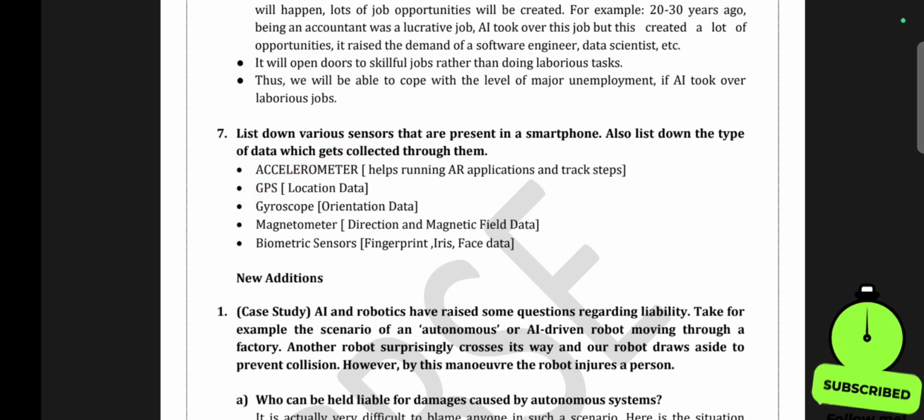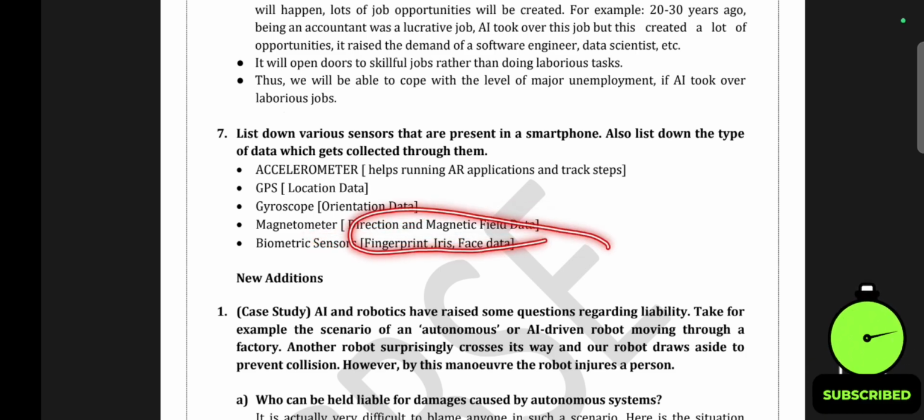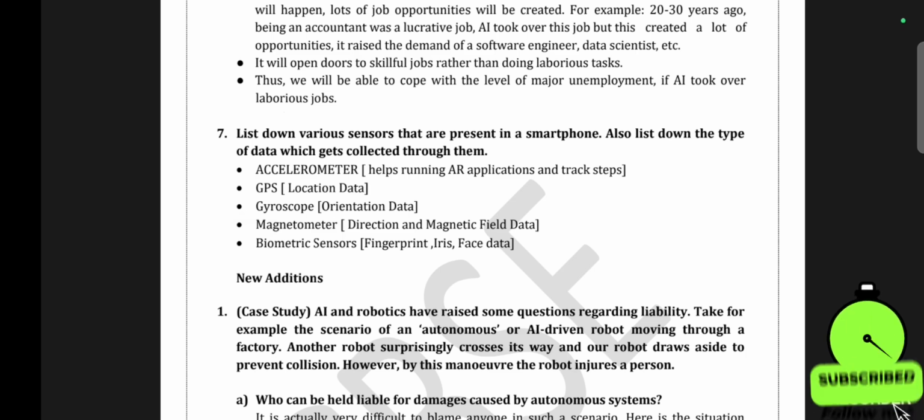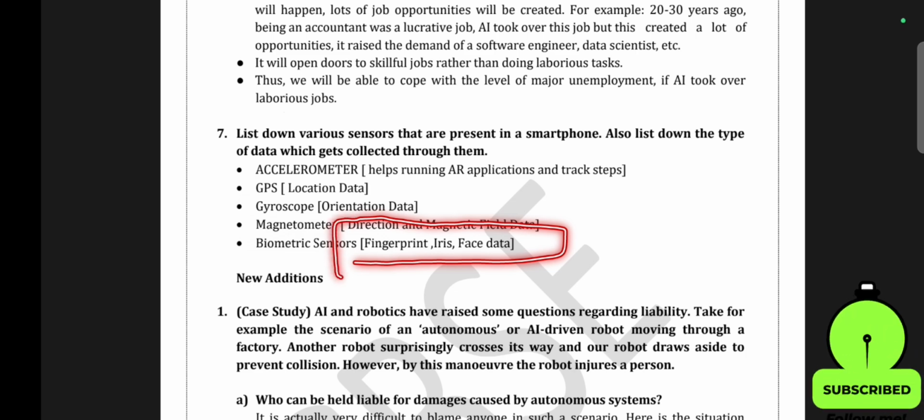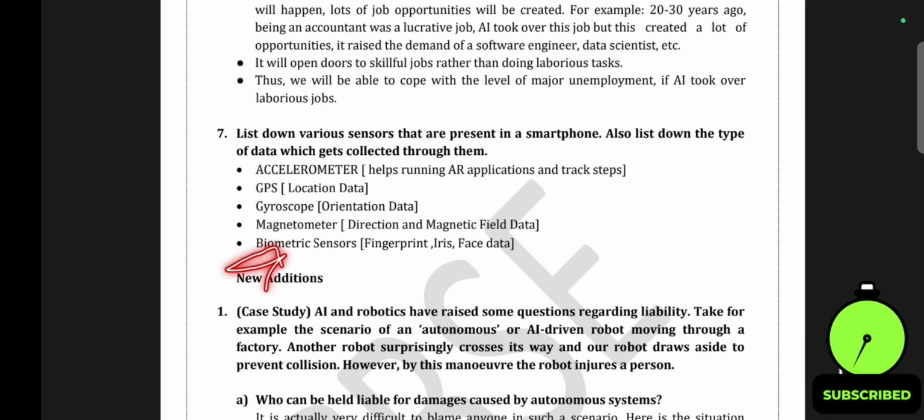Next is magnetometer, direction and magnetic field. The default compass app given in your mobile uses it. Not that the name of the app is magnetometer, but the sensor used in that is the magnetometer. Then is biometric sensor. You all know in every phone there are fingerprint IDs and face data. So this is basically a biometric sensor.